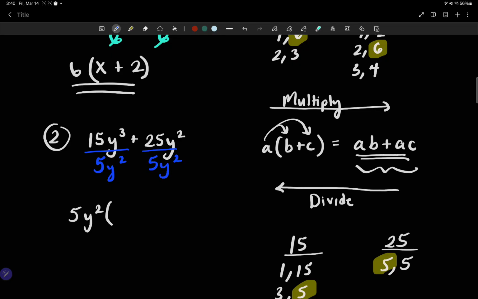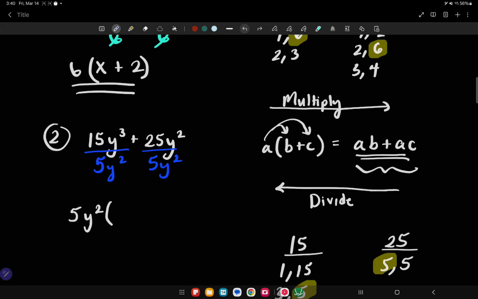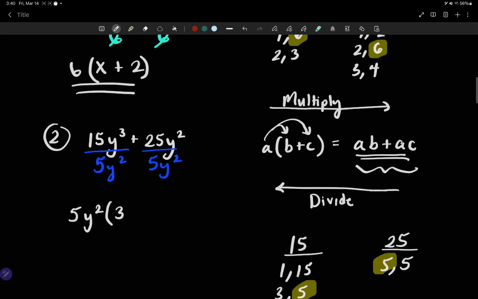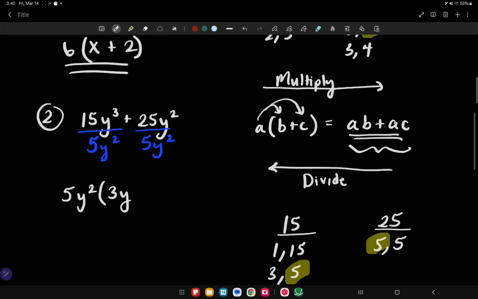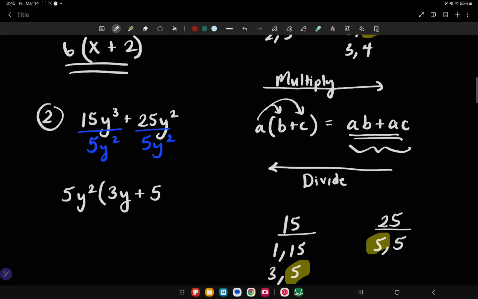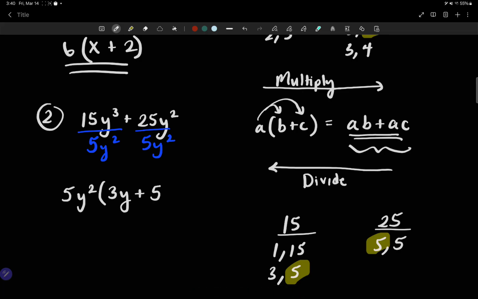So 15 divided by 5 is going to give me a 3. And then 3 factors of y divided by 2 factors of y is going to give you a y. Plus, and then 25 divided by 5, well, that's just going to be 5. And then 2 factors of y divided by 2 factors of y is just going to be a 1.